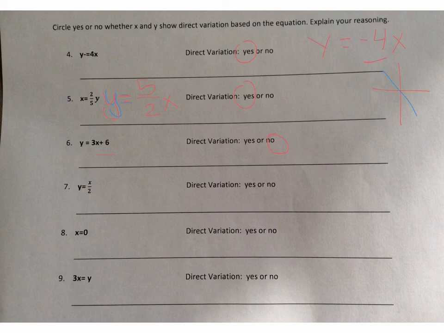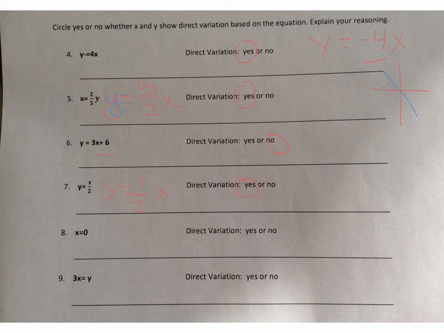So number 7 should look familiar to one we did earlier. Remember, dividing by 2 is the same as multiplying by 1/2. So our equation can manipulate to be y equals 1/2 x. Again, a unit rate. So yes, this is going to be proportional and it is going to pass through 0, 0, and so it's direct variation.